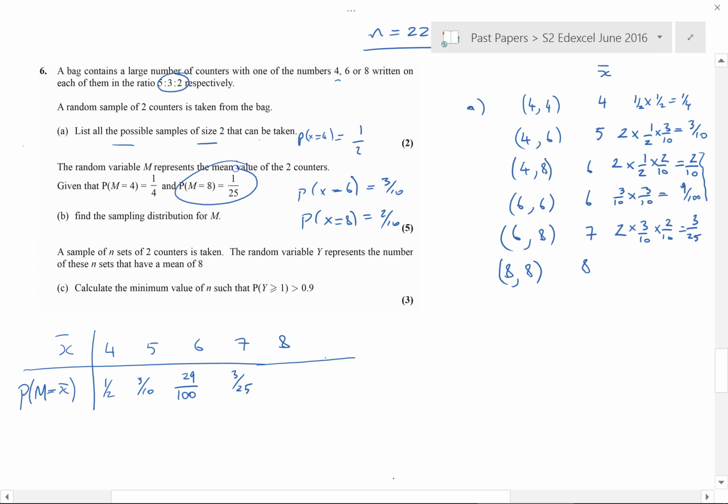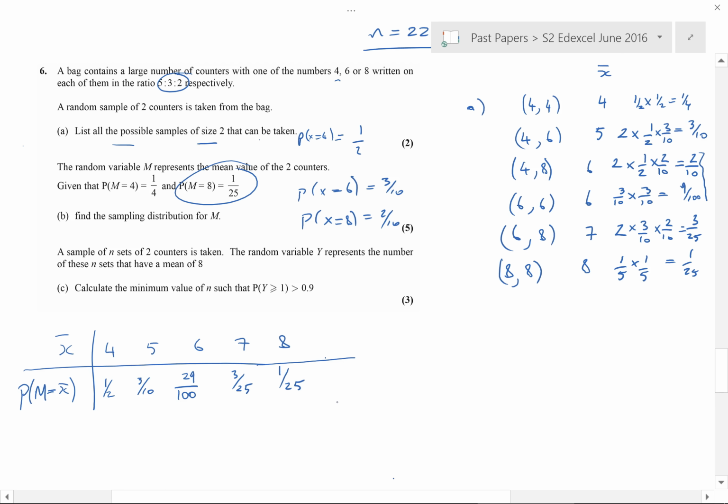The 8 they've given us is 1 out of 25, but it's basically a result of the 2 out of 10 times 2 out of 10, or 1 out of 5 times 1 out of 5, because there's only one way of getting that, which is 1 out of 25. I would check, when I've done a sampling distribution in this way, that these numbers add up to 1.